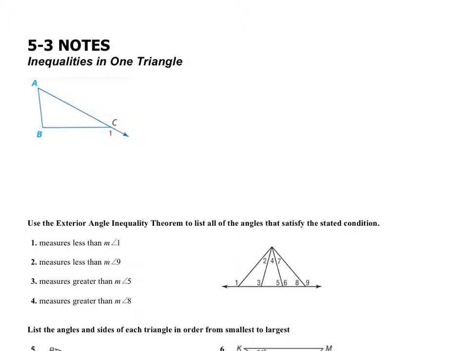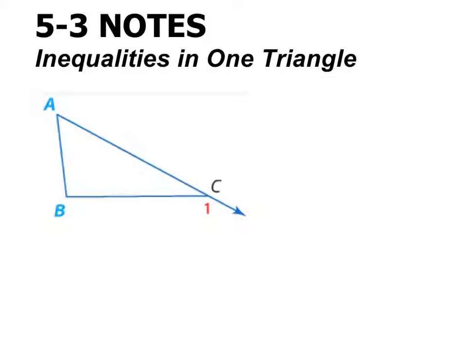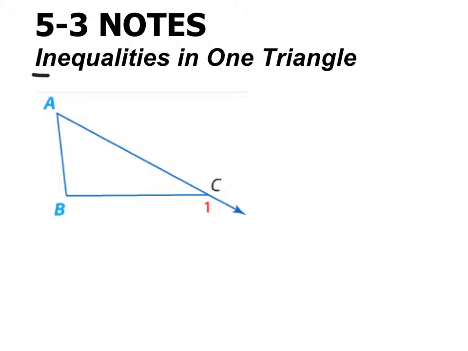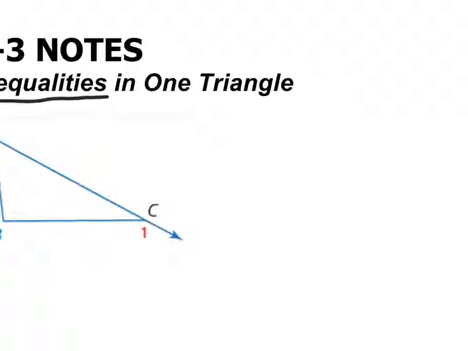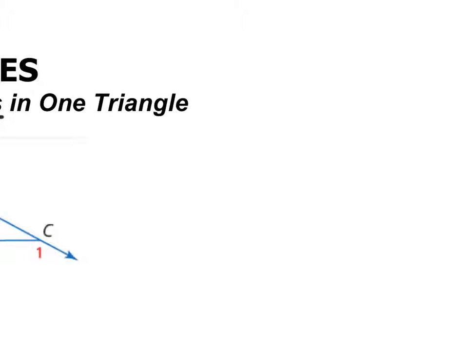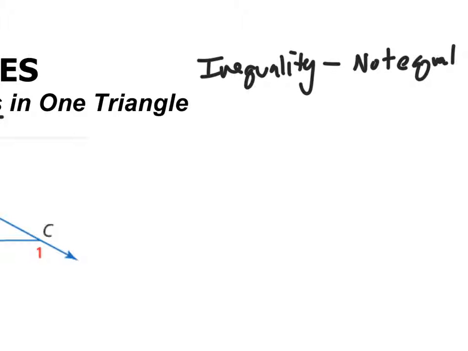Okay, the following is a video over 5 notes, and this is a section about inequalities in one triangle. Before we talk about what's going on in the triangles, I do want to talk about this word inequality. Let's write that up here. An inequality means that things are not equal. It's when quantities are larger or smaller.